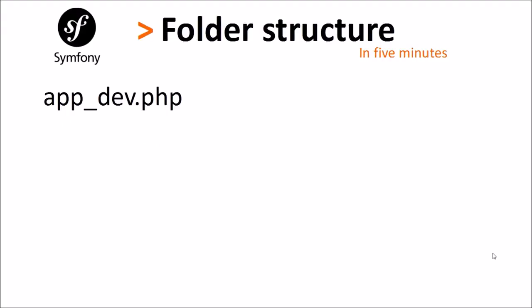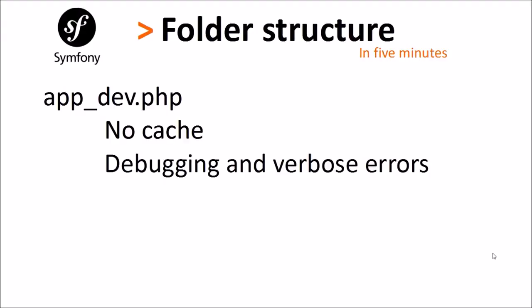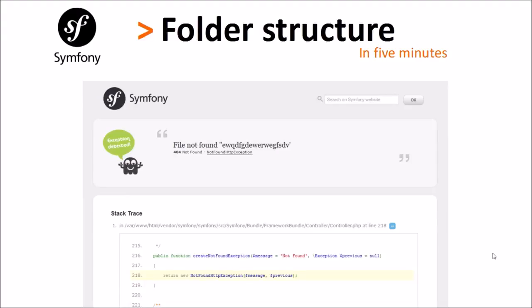The app_dev.php is optimized for development. So there's no caching whatsoever. That means that every change you make will be available immediately, and you get verbose error information and a nice debug toolbar in the bottom of your page. This is the typical error message you get in the development environment. You find information about the exception, a stack trace, and much more detailed information than what you get on production.